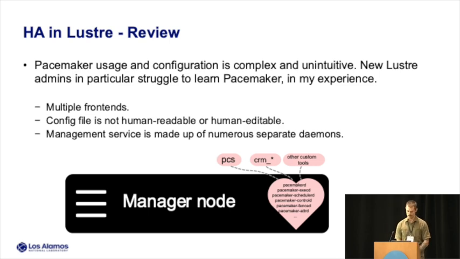Some of the issues with Pacemaker: the diagrams on the previous slides are actually a bit of an oversimplification. One thing that makes it difficult is there's multiple different front ends. You've probably used PCS commands. You may have used CRM commands. If you have a Lustre appliance that you purchased from a vendor, they may have their own custom front end. You may have even written your own custom front end at your site, I'm not sure. Pacemaker also is maybe a little bit extreme in terms of adopting a microservices architecture where there's numerous separate daemons that actually make up the management service.